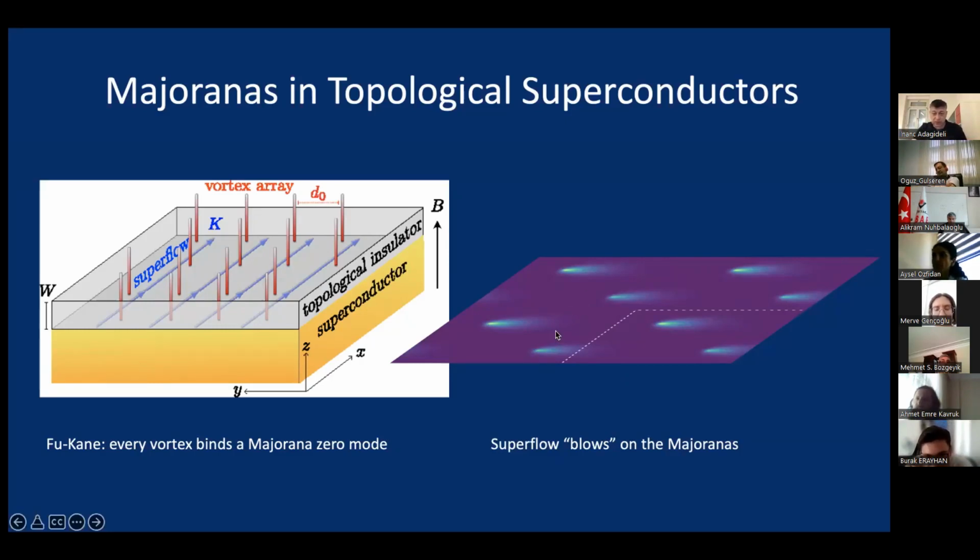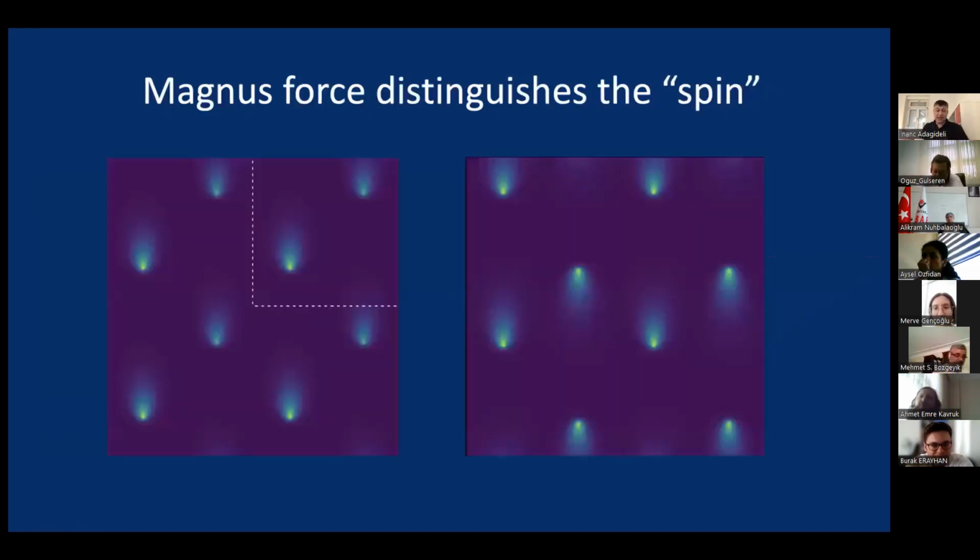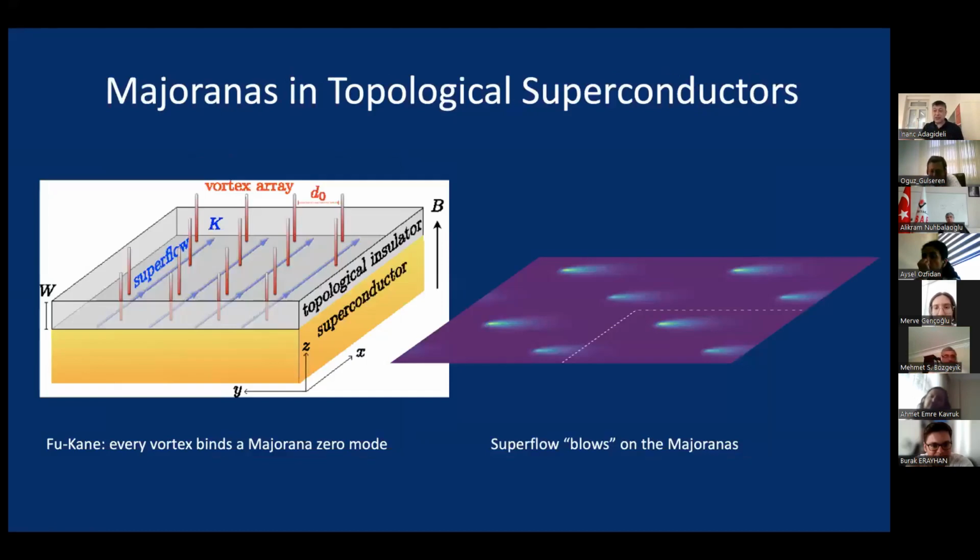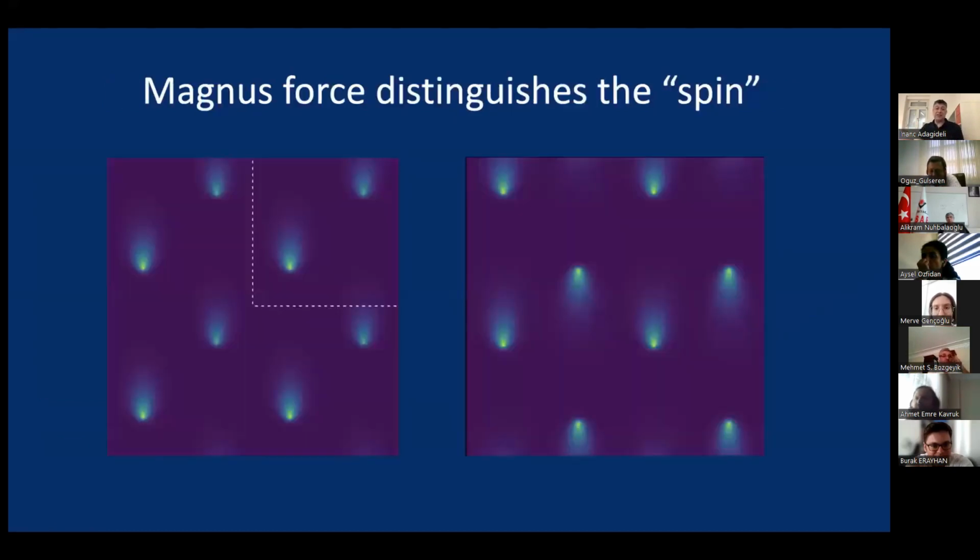So the superflow is going this way. And then you see that the Majorana modes are blown perpendicular to it. Right? You see some remnants of this directionality on the Majoranas. So then you might ask yourself, okay, that's really cool because I can start manipulating these Majoranas with some superflow. What actually distinguishes the direction that it blows?